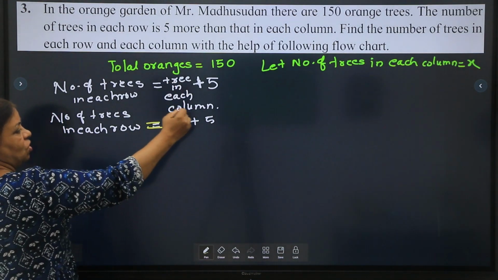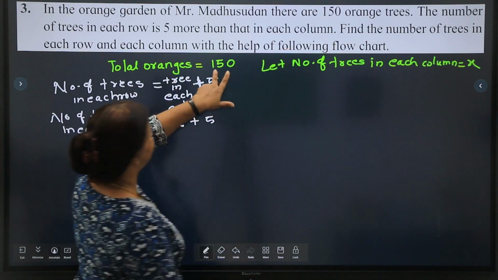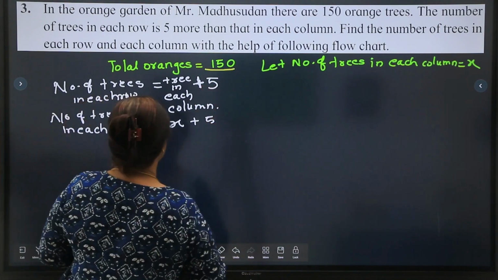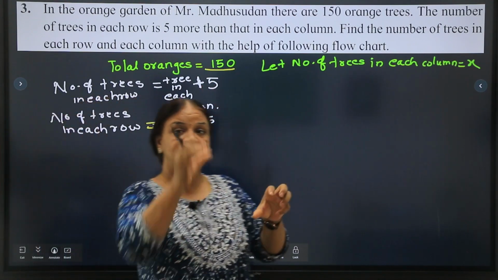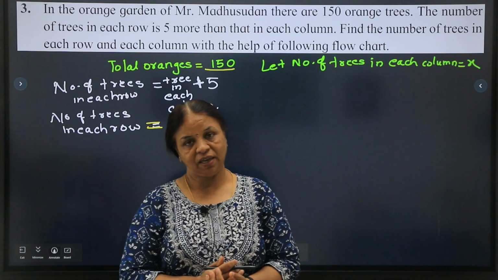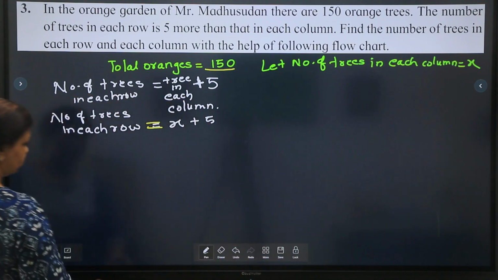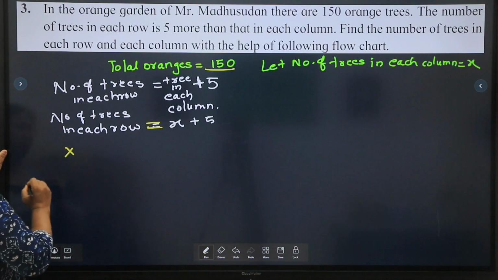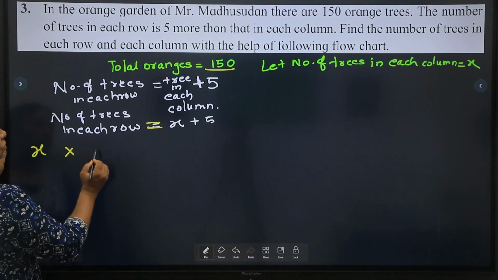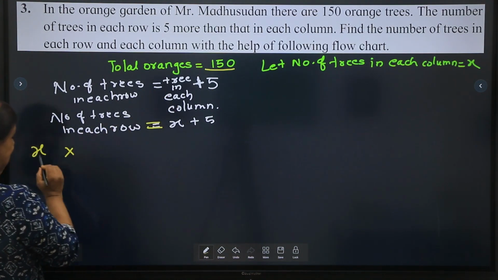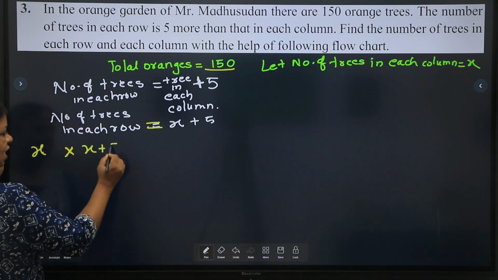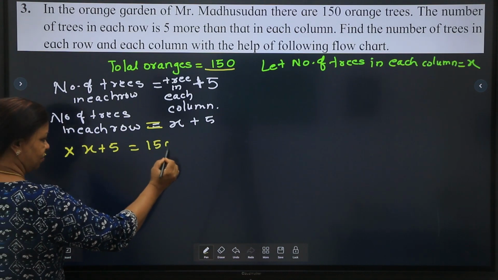What are the number of trees in each column? x, and we know the total number of trees, that is 150. So if we know total number of trees and we know the number of trees in each column and the number of rows, what can we do? We can multiply. Yes. So we can do multiplication of number of trees in each row into number of trees in each column. Number of trees in each column is x into number of trees in each row, that is x plus 5, and that is equal to 150.